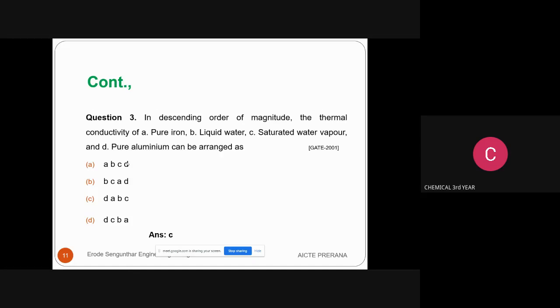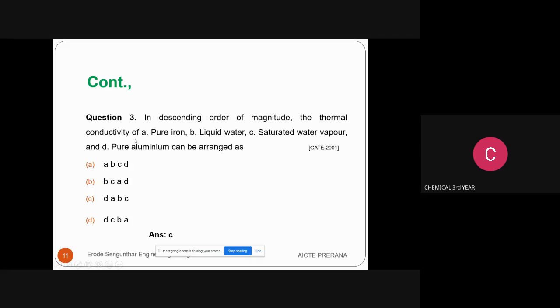In descending order of magnitude, we have to write the thermal conductivity of the materials. The first material they have given is pure iron, the second is liquid water, the third is saturated water vapor, and the fourth is pure aluminium. They are asking for descending order, so we first have to think of this descending order.